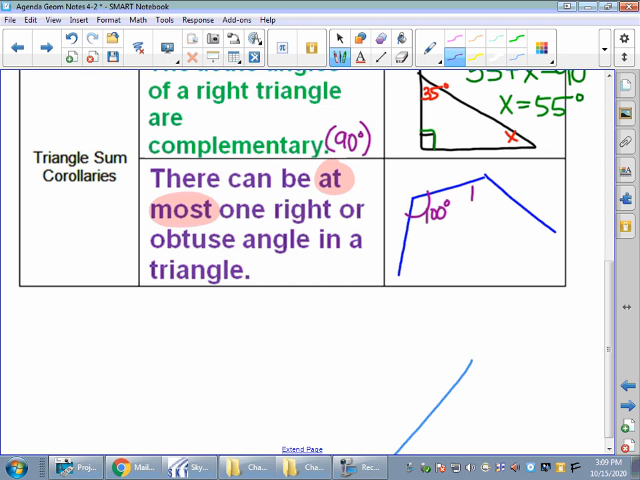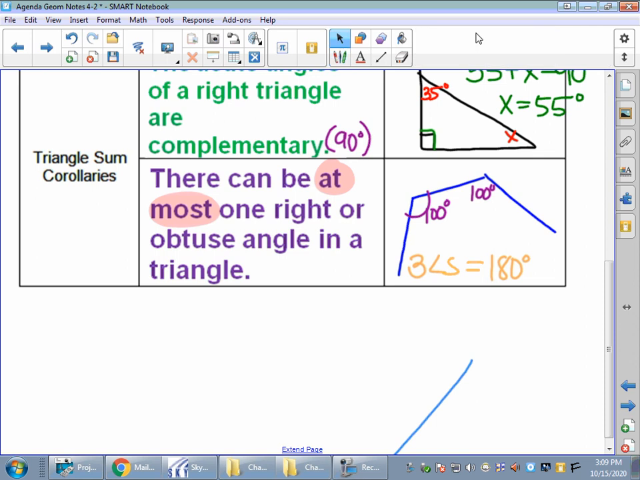say another 100 degrees, how many degrees am I up to now for this triangle? 100 plus 100 is 200, but how many degrees am I allowed to have in a triangle? 180. I just can't make that happen. The three angles have to equal 180 degrees.